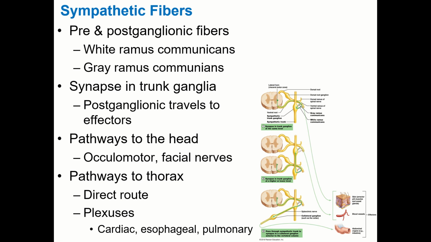All right, let's see. So pre and post ganglion. We talked about the white and gray ramus communicans.